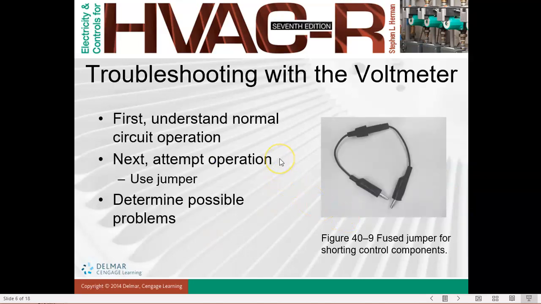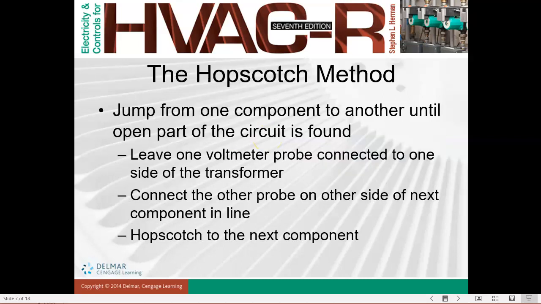Troubleshoot with a voltmeter. First, understand normal circuit operations. Next, attempt to use jumpers and determine the possible problems. Use a jumper for shorting control components.